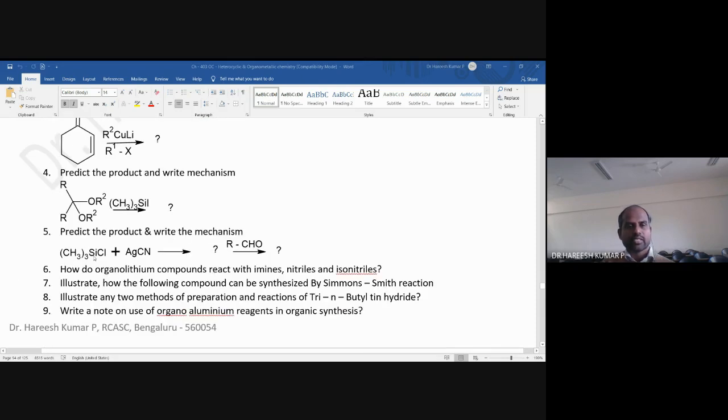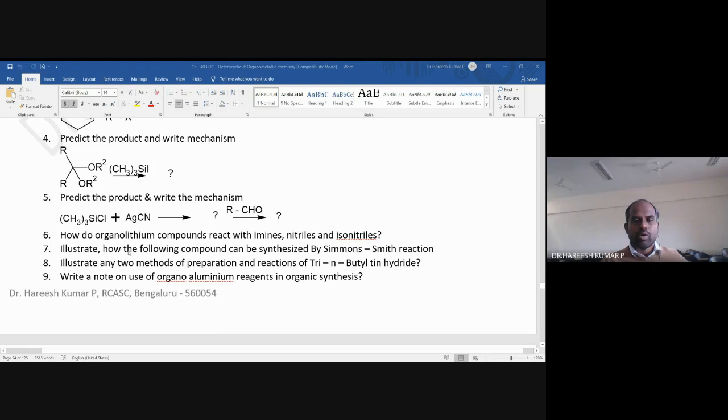So what is this trimethylsilyl? Trimethylsilyl reacts with AgCN. So what is the question mark here? The question mark will be trimethylsilyl cyanide. When trimethylsilyl cyanide is added to an aldehyde, what will happen? There will be a new bond formation between the cyano group and the carbonyl group, and a new bond formation between the oxygen and the silicon. So that will be the product here.